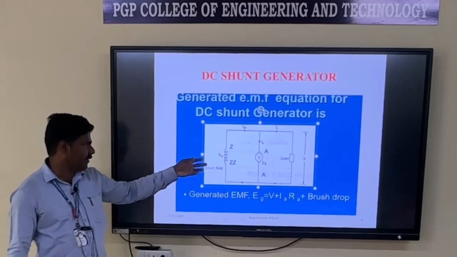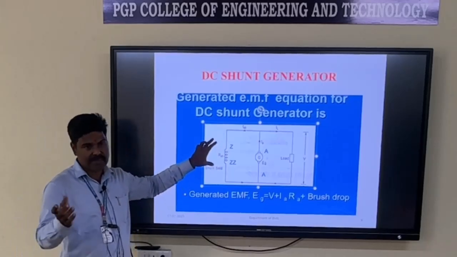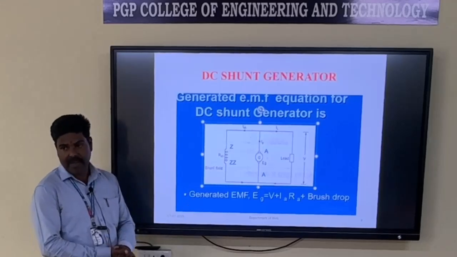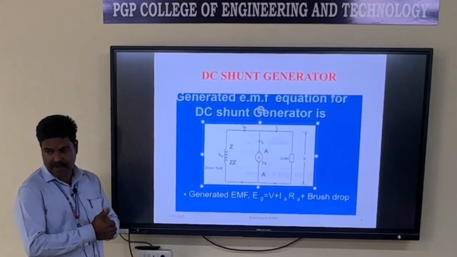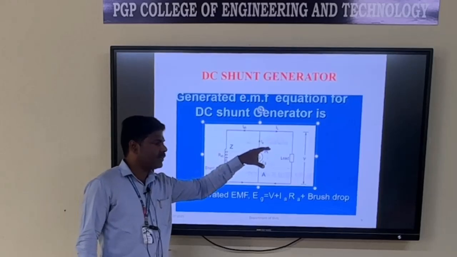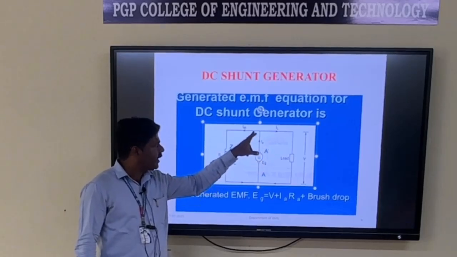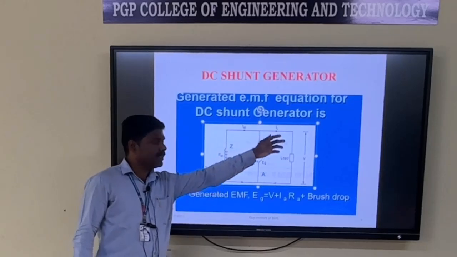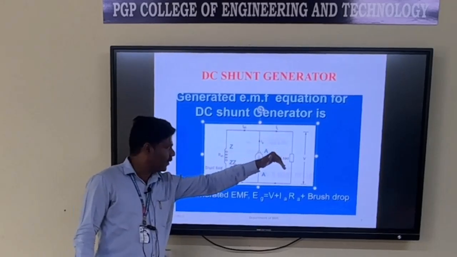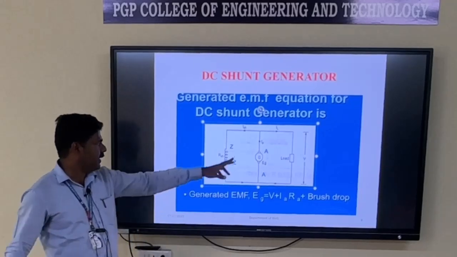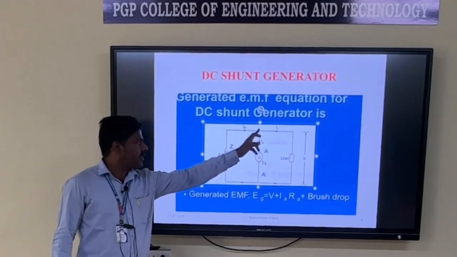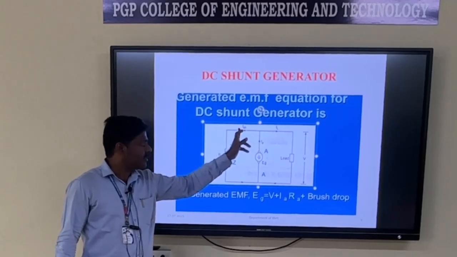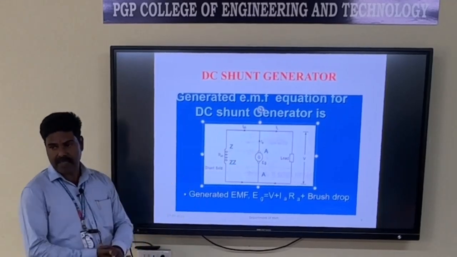Here this shunt field winding is connected in parallel with the armature winding, having more number of turns of thin wire, having high resistance property. Here this circuit is divided, so the armature current is divided into two parts. One part is flowing through the field winding, other part is the load current. Therefore, this armature current Ia is equal to ISH plus IL.